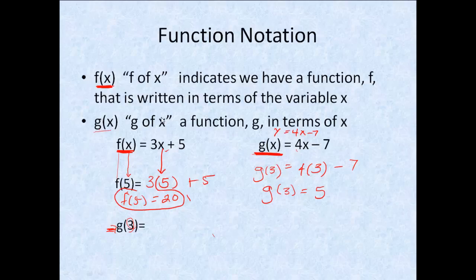Now if you look at these equations, you might be thinking, well, normally it's y equals 4x minus 7, or y equals 3x plus 5. g of x or f of x is really saying the same thing as y. It's saying, what's my output value? Well, my y is my output value. So it's just a different way of writing y. It's called function notation. You will see this used all the time in your upper level math classes.